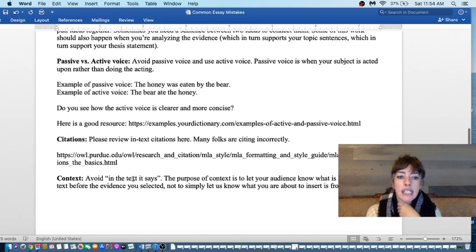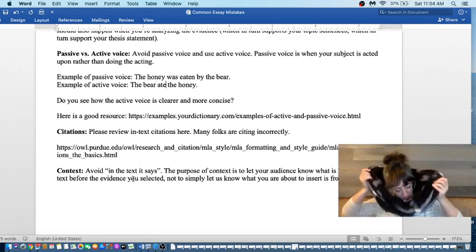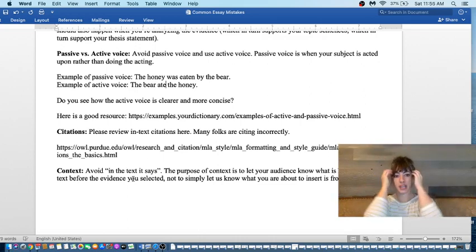And then context. I'm seeing folks, even more advanced writers, saying, for instance, "in the text it says that," and that's not really appropriate for context. The point of context is that you are letting your reader know what is happening in the text before this specific quotation you use. So what is happening? What is the character saying? What are they doing? What is the little tiny bit of summary or background information we need before we get to that quotation that supports your idea? That's really important. And "in the text it says" does not provide any of that information.